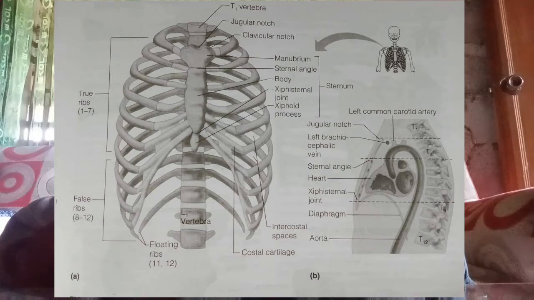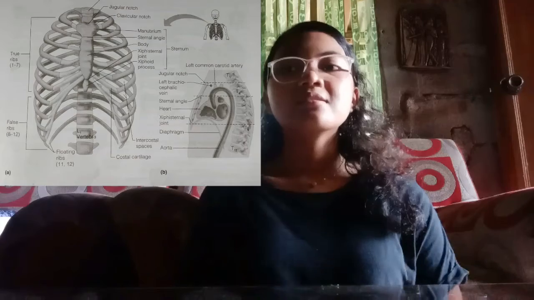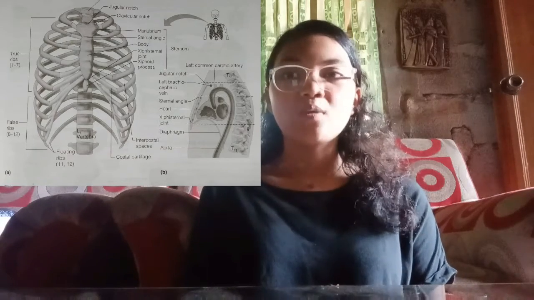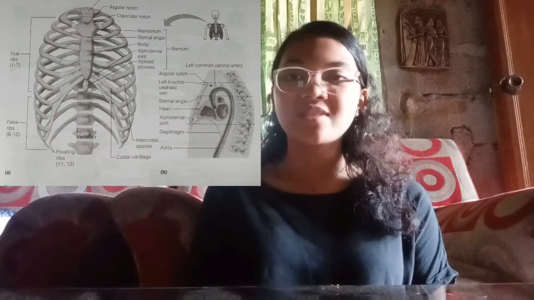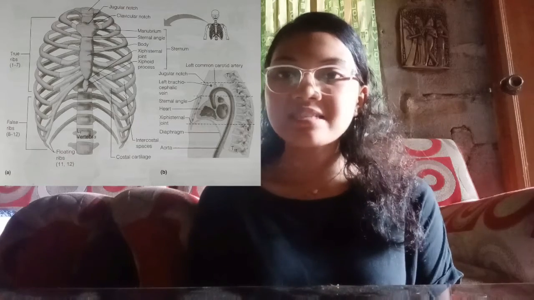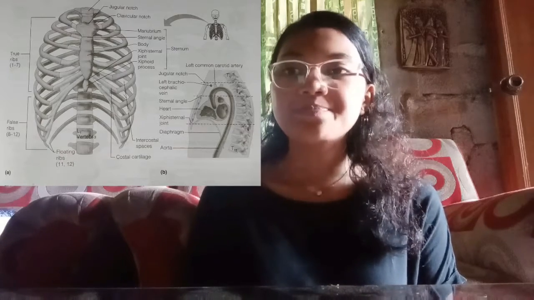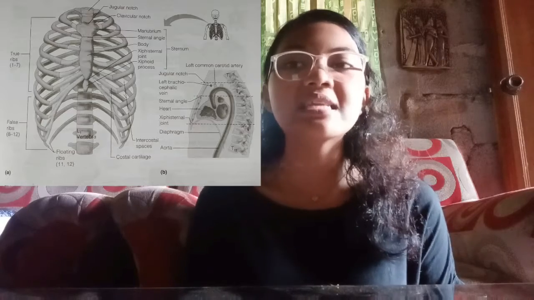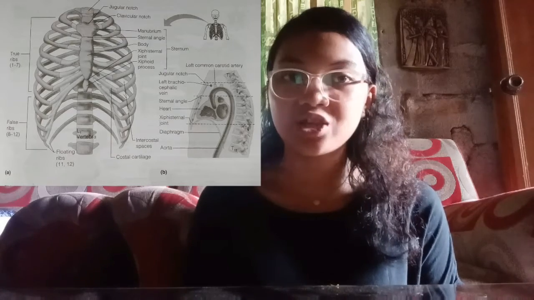And the next is the ribs and the sternum. The sternum is here and the ribs are here. So the sternum or breastbone is a thin, knife-shaped bone located along the midline of the anterior side of the thoracic region of the skeleton. The sternum connects to the ribs by thin bands of cartilage called the costal cartilage.